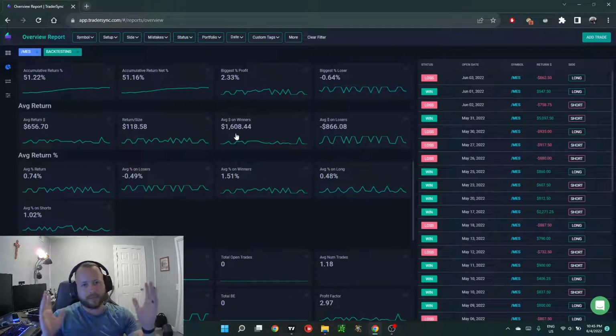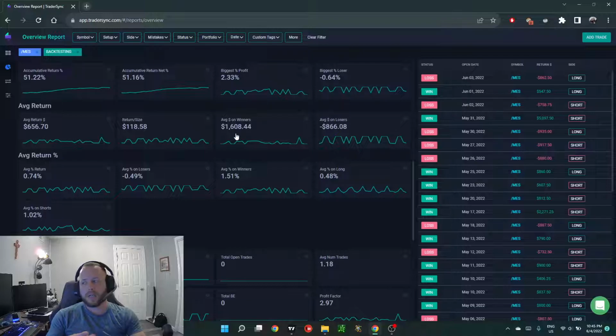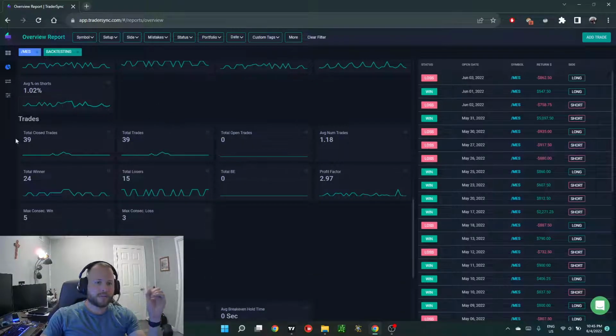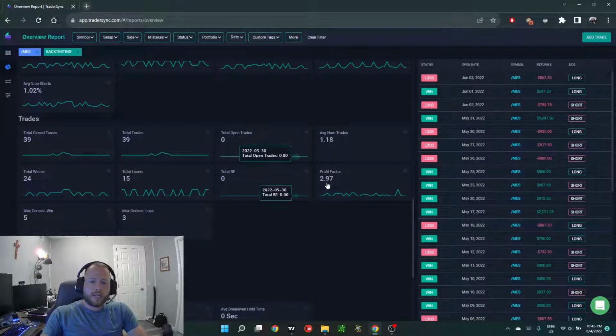I understand it's possible to do way better than that, but if you maintain a 2 to 1 risk to reward ratio with a 50% win rate, then you're doing just fine. You're going to be consistently profitable trading. This is showing a total of 39 closed trades through the course of April up through the beginning of June, and a profit factor of 2.97.